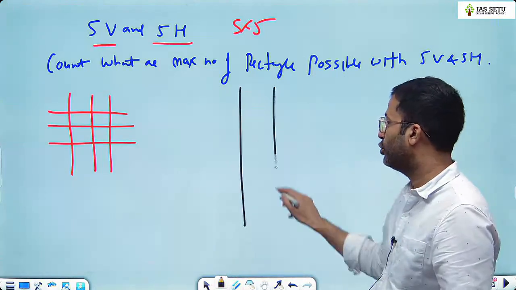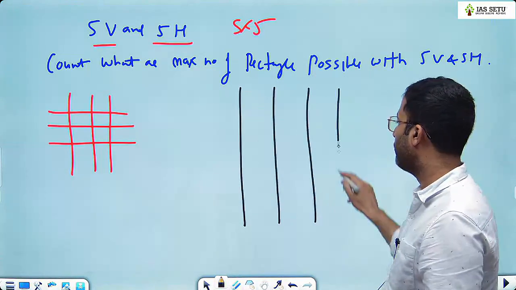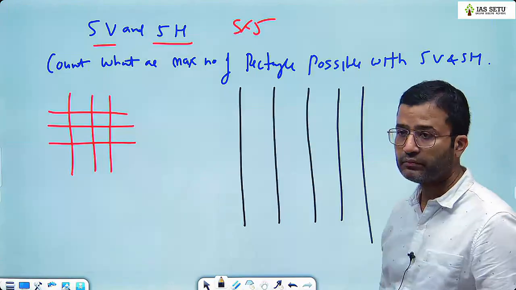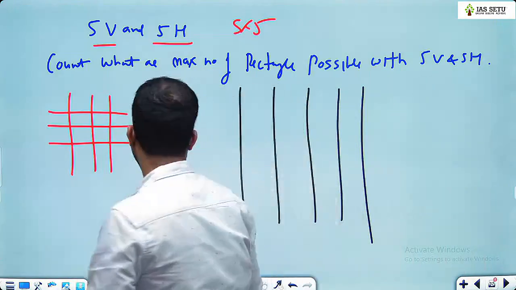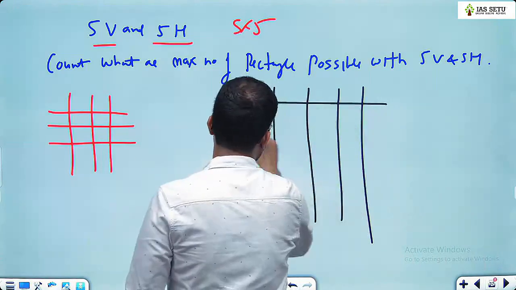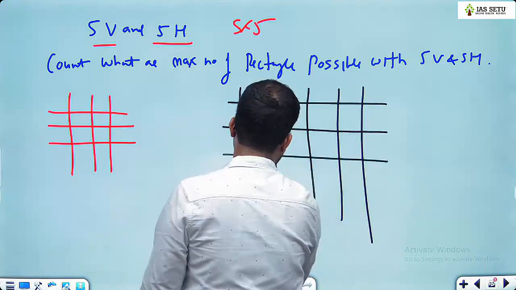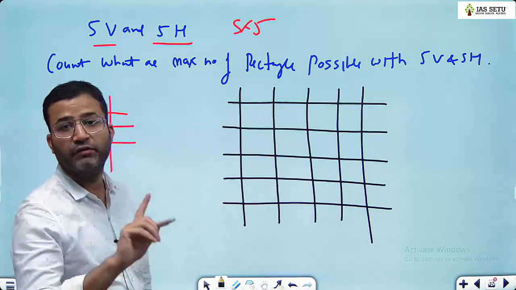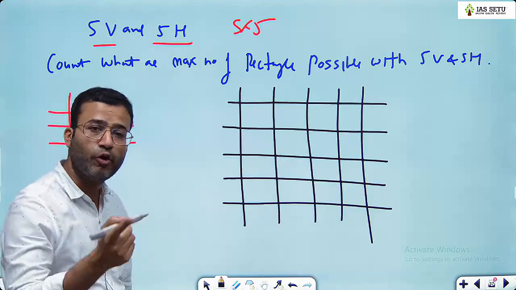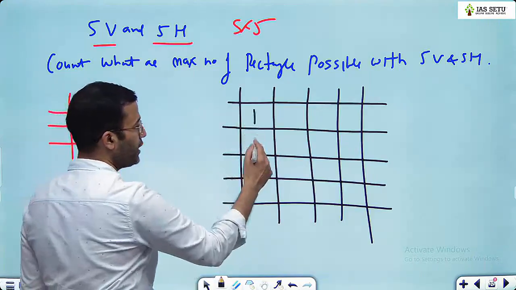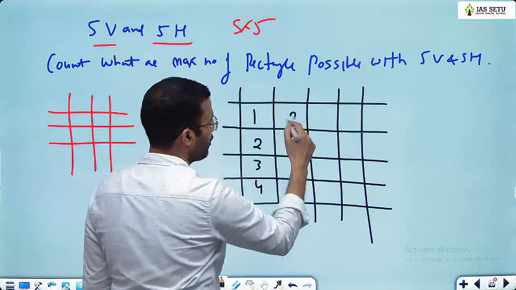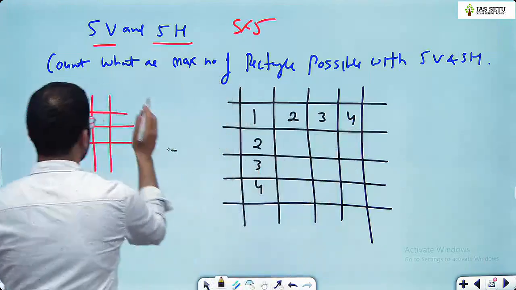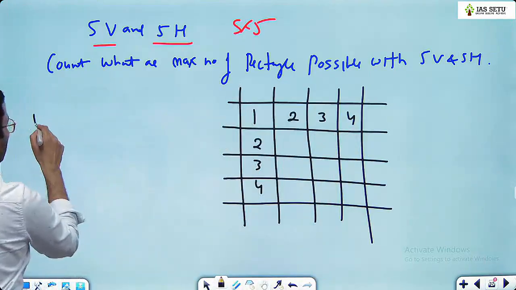You take 5 seconds, you draw 5 vertical lines. 1, 2, 3, 4, 5. Similarly, you draw 5 horizontal lines. 1, 2, 3, 4, 5. When you check the figure, it will not be 5 by 5, it will be 4 by 4. 1, 2, 3, 4. 1, 2, 3, 4. So the figure is actually 4 by 4.